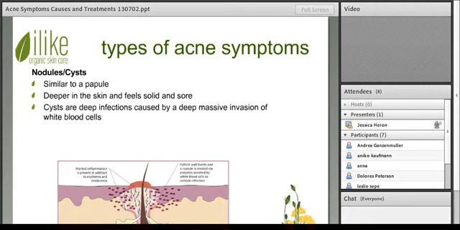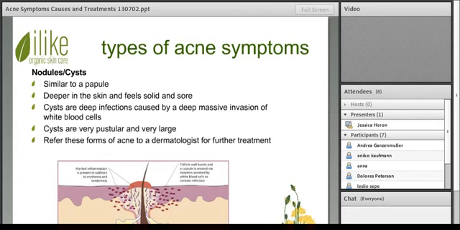But that creates soreness, and it creates redness, and it doesn't make it look very good at all. They're deep infections caused by a deep, massive invasion of the white blood cells, exactly what we're talking about right now. You can see them all. And also, cysts are very pustular, and they're also very, very large. And this time is really a good time to start referring these forms of acne to a dermatologist for further treatment.